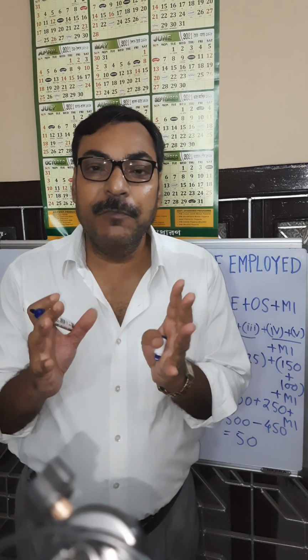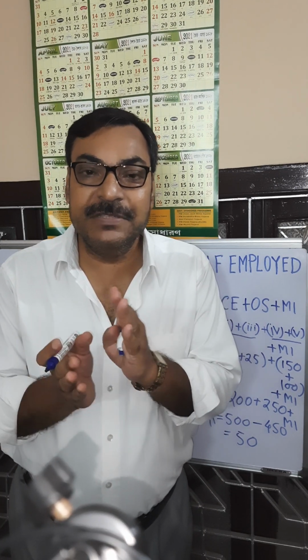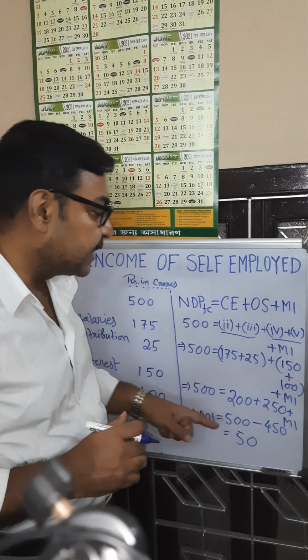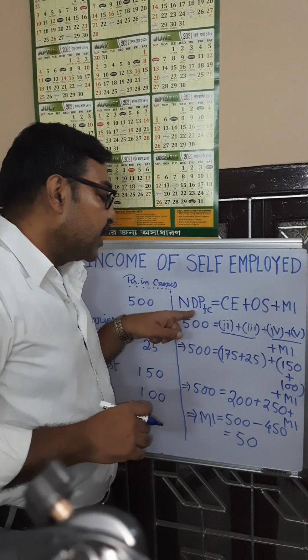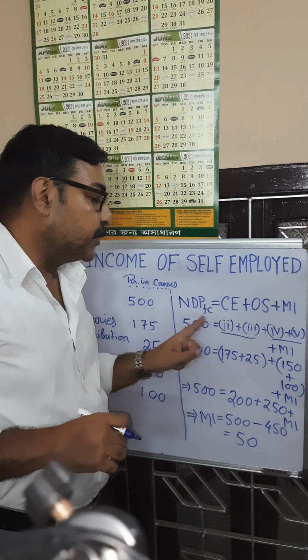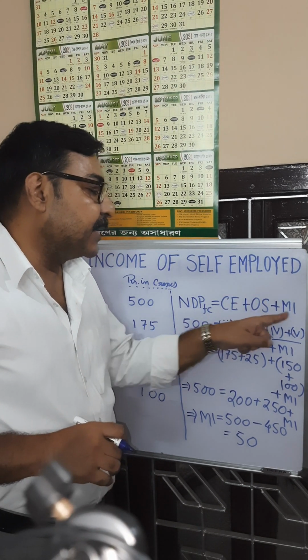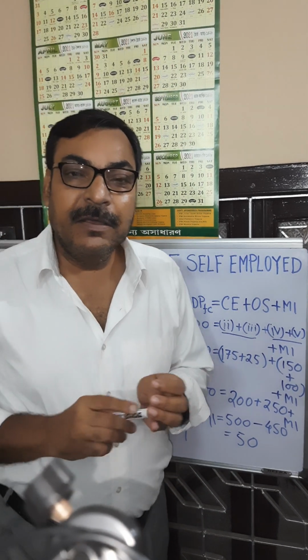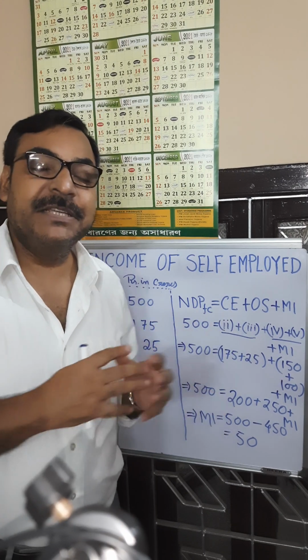So two things we have discussed here. Number 1, what is mixed income? Mixed income refers to the income of the self-employed people which is in mixed form, and in that case we cannot separate what is income from property and what is income from labor. This is mixed income of self-employed people. And to calculate mixed income, we start with the equation: domestic income is equal to CE plus OS plus MI. Domestic income is given to you, CE is given to you, OS is given to you. From this equation we are getting MI is 50. This is the concept of mixed income and the way of calculating mixed income.